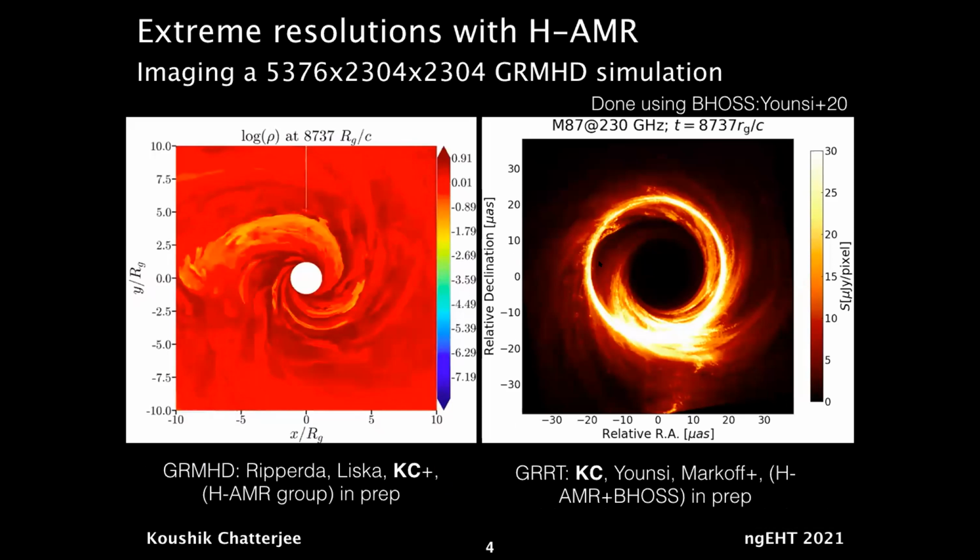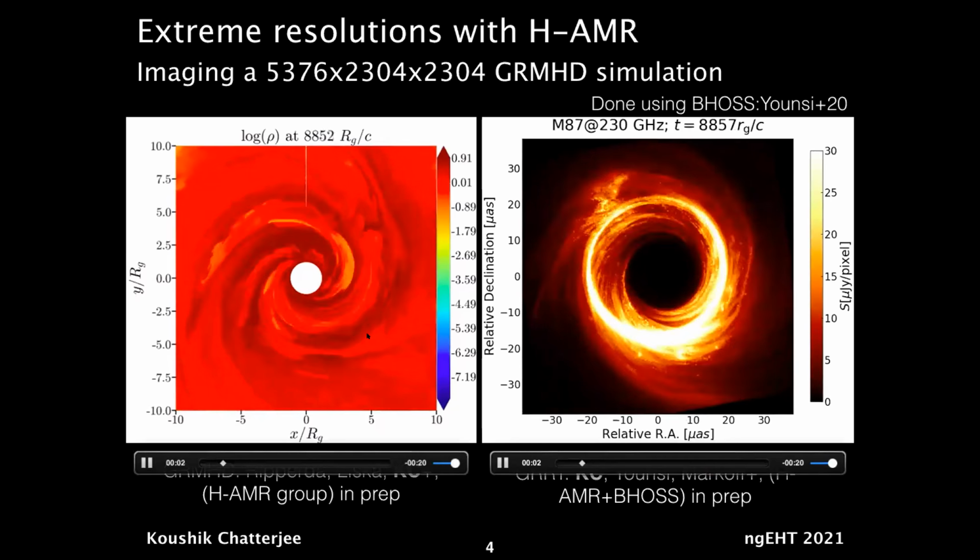to look at the features which are more important for EHT as well as ngEHT, which are the near horizon structure. So over here, we have a very high resolution 3D simulation, and I'm showing you the equatorial plane. So we have the black hole, even though it's a white cutout over here. And all of these spiral wavelet structures are the gas density spiraling around the black hole. And on the right is the resultant ray traced image at 230 gigahertz if you take the simulation to be for M87.